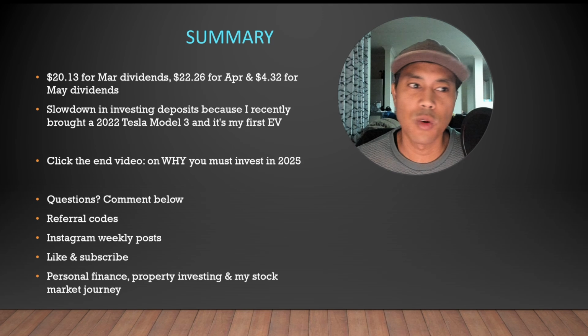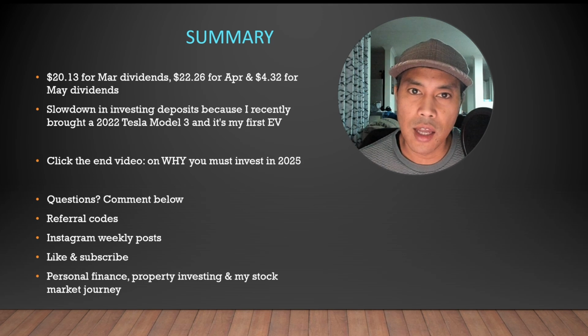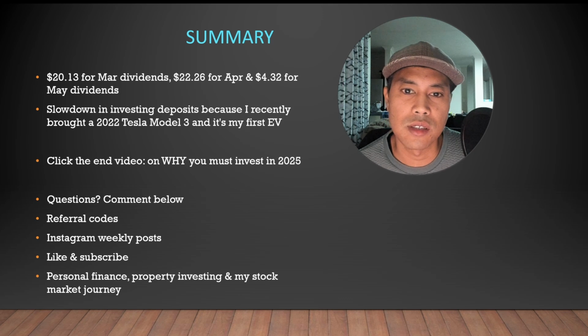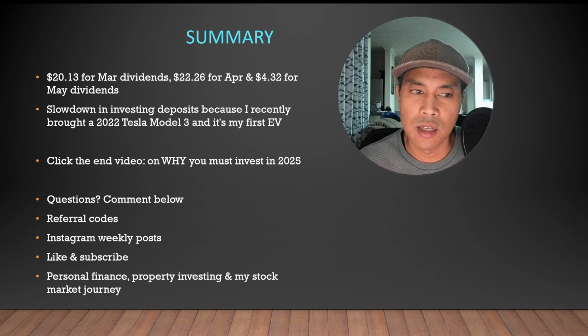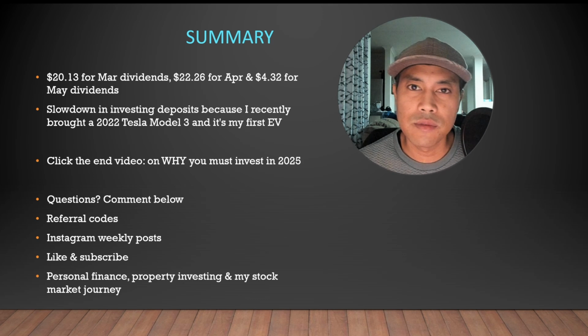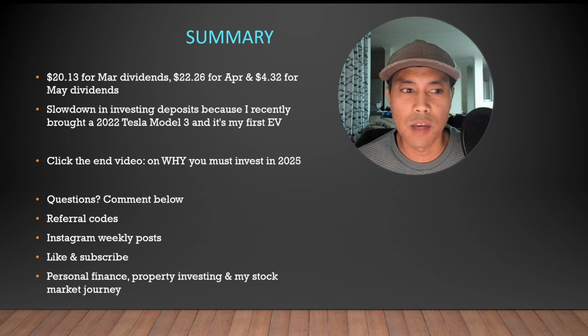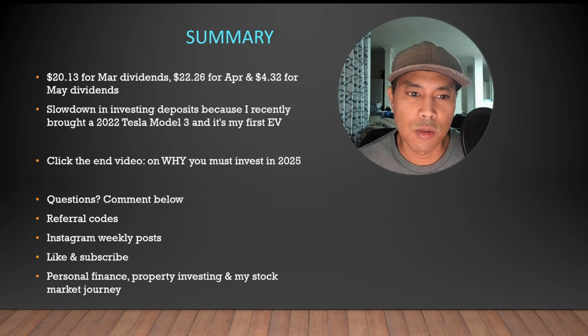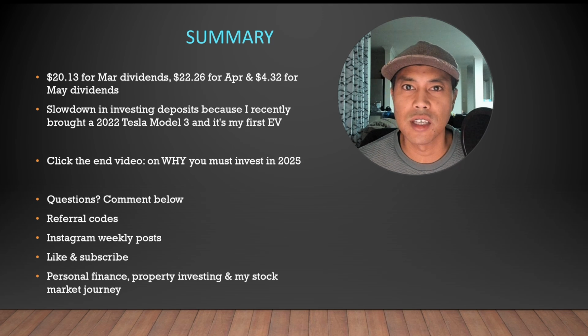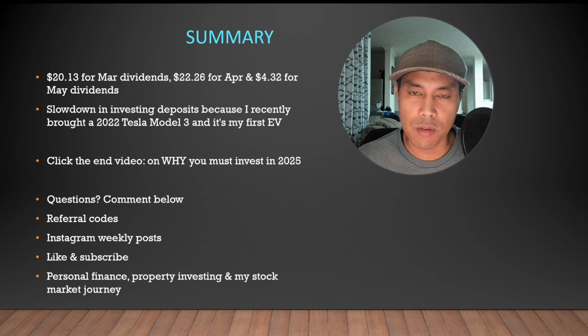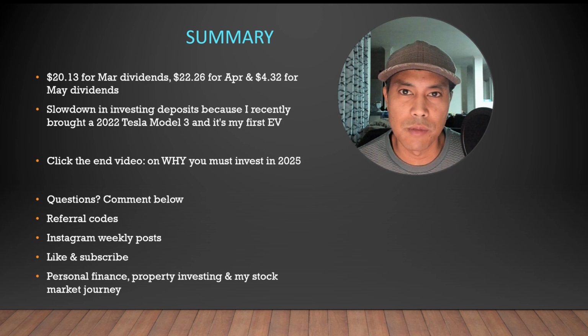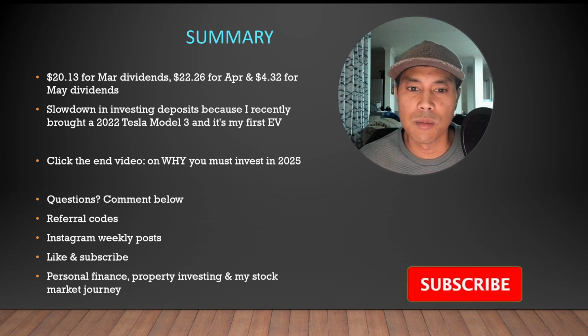So just to summarize all this, in March I got paid $20.13 in dividends. In April I got paid $22.26 US, and then in May I got paid only $4.32. And while I've done some extra deposits in there, there has actually been a slowdown in my investing deposits for this particular account, and that's because I bought a 2022 Tesla Model 3, and it's my first EV ever. So I've had to take some profits, or in this case just slow down what I'm investing in there of my extra money to buy this car.